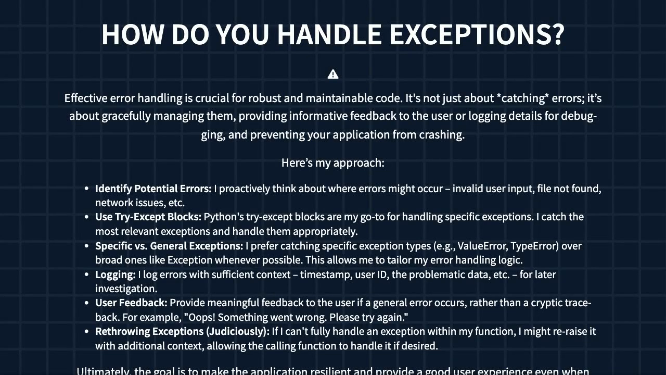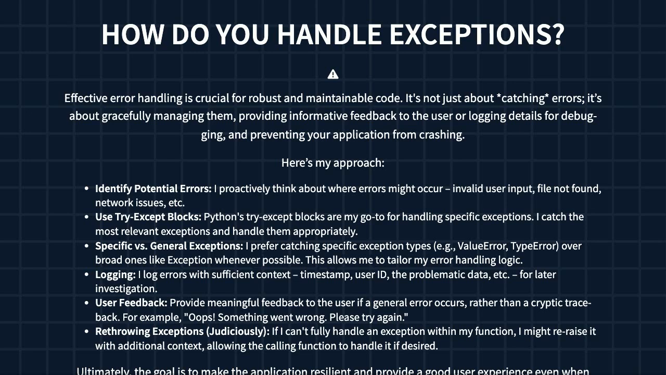Okay, let's talk about how I approach handling errors in my code. It's all about building apps that don't just crash when something unexpected happens. First, I think about where potential problems might pop up, like if a user enters bad data or we can't find a file. Then, I use try-except blocks to catch these errors specifically. Instead of catching everything with a general exception, I try to grab the specific type of error that occurred, so I know exactly what's going on.